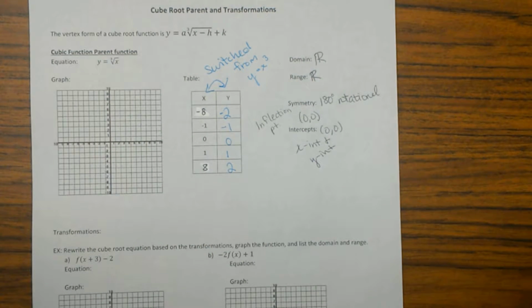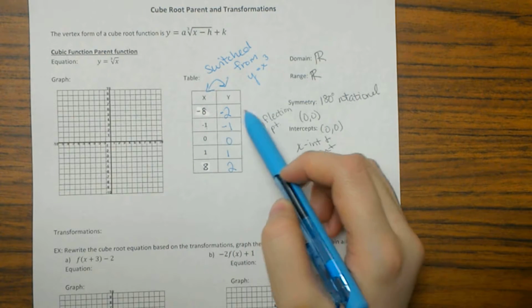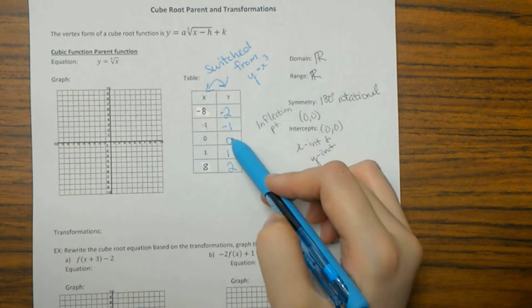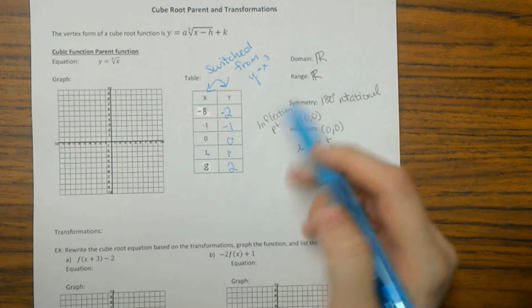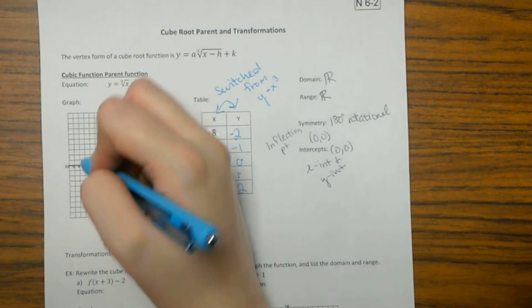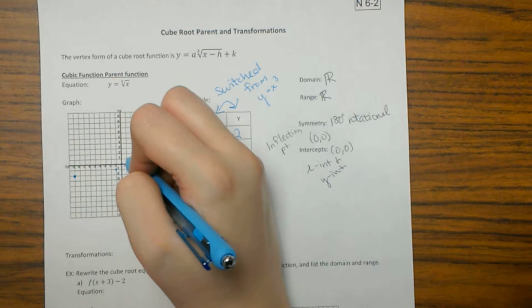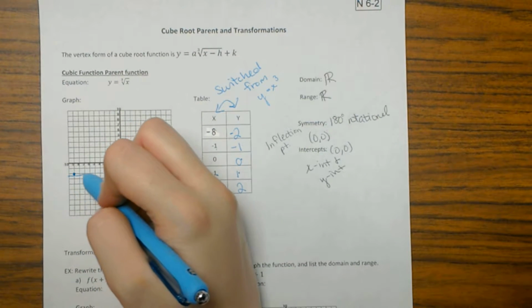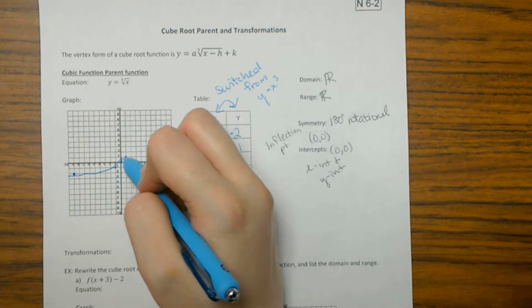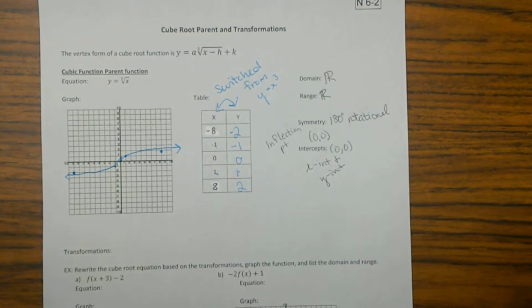So for the cube root, we say the cube root of -8 is -2. The cube root of -1 is -1. The cube root of 0 is 0. The cube root of 1 is 1, and the cube root of 8 is 2. So over here, -8, -2, -1, -1, 0, 0, 1, 1, 8, 2. So it looks just like the cubic fell over on its side.